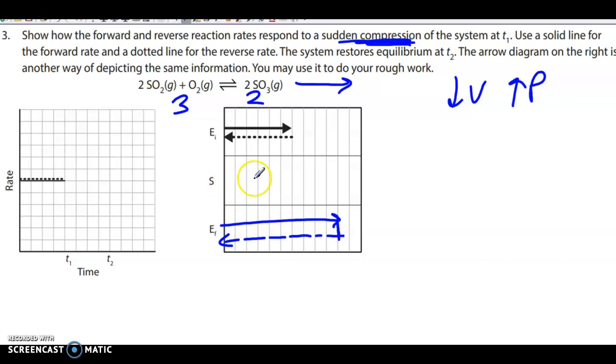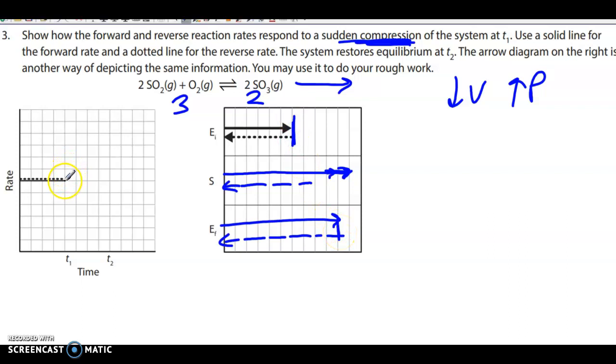So the shift, though, will be an increase in the forward more than the reverse. The reverse is still going to increase, okay? But the forward will increase more. Maybe let's make it something like that, right? To show it as more of an effect. But of course, the end result will be higher.